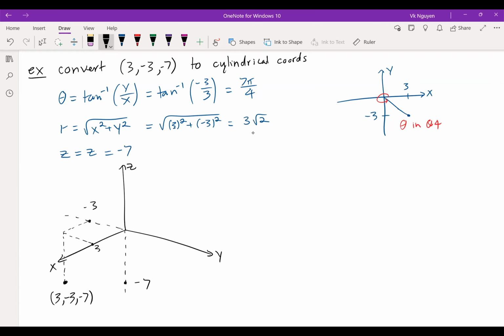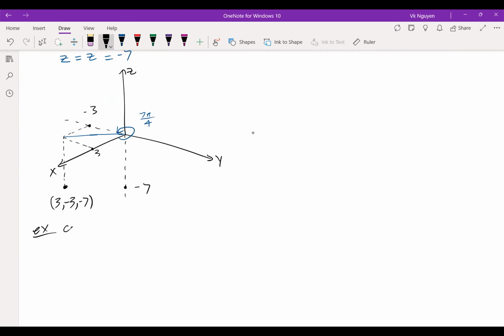Now let's take a look at the angle. Is the angle correct? Radius, everybody knows. So here comes the radius right here. That does look like 3√2, right? And then the angle goes from here to here. This is the angle theta. It does look like 7 pi over 4 because it is in the fourth quadrant.